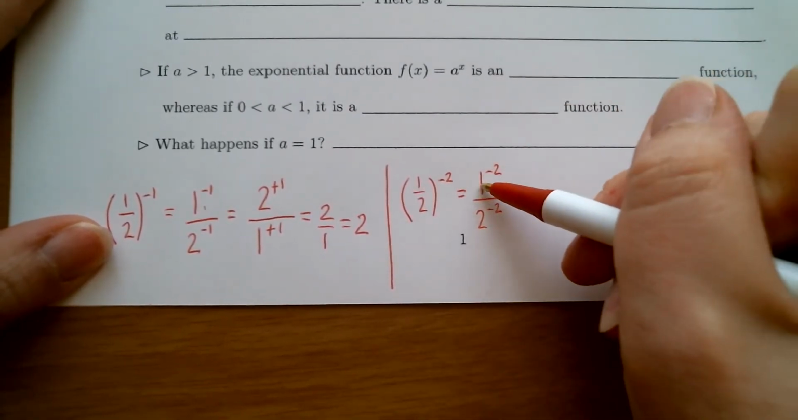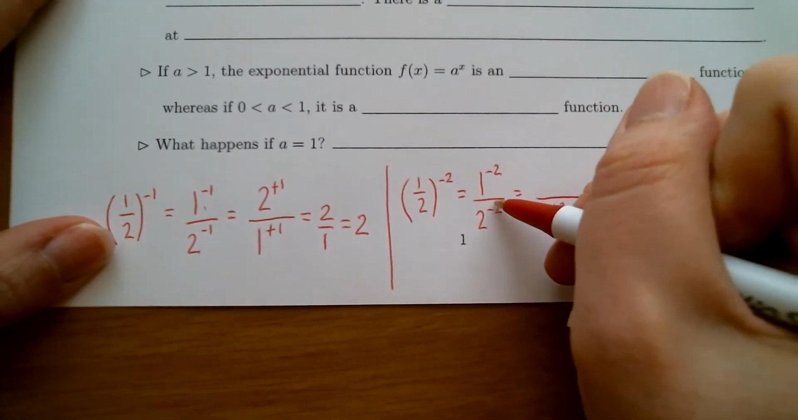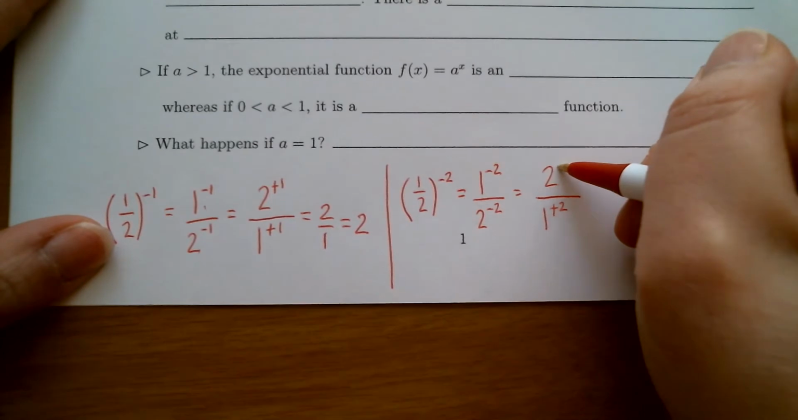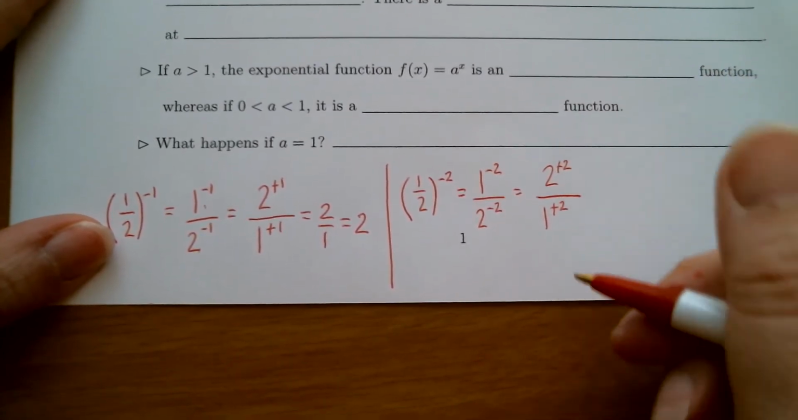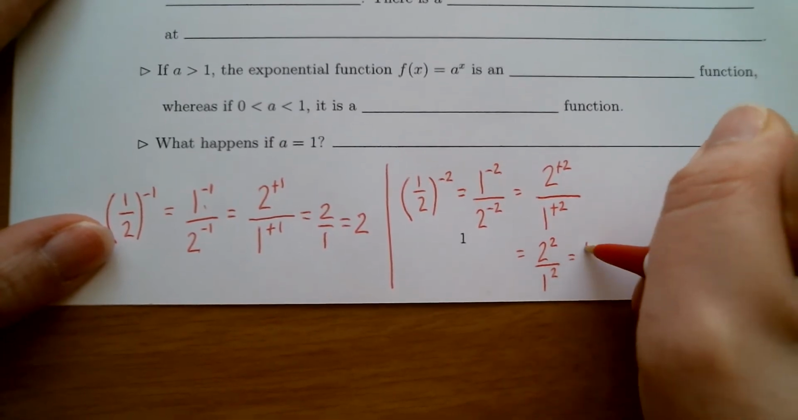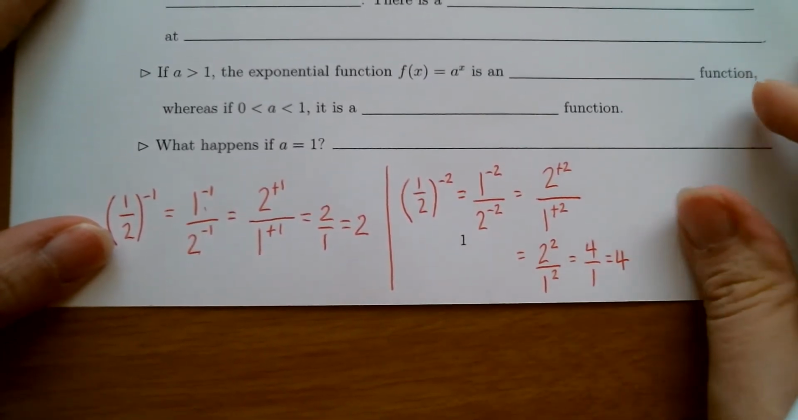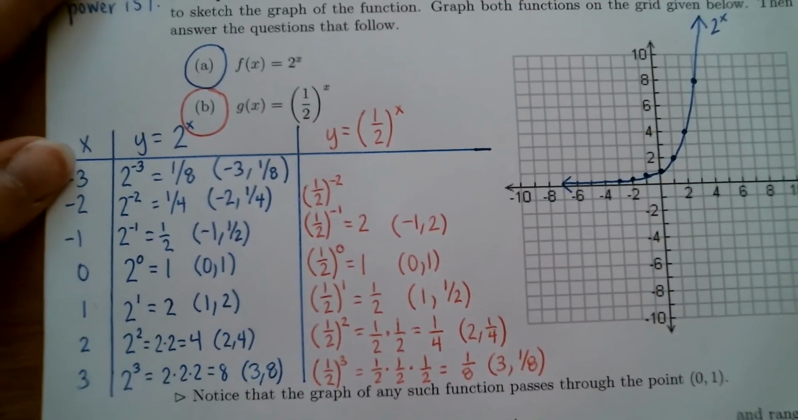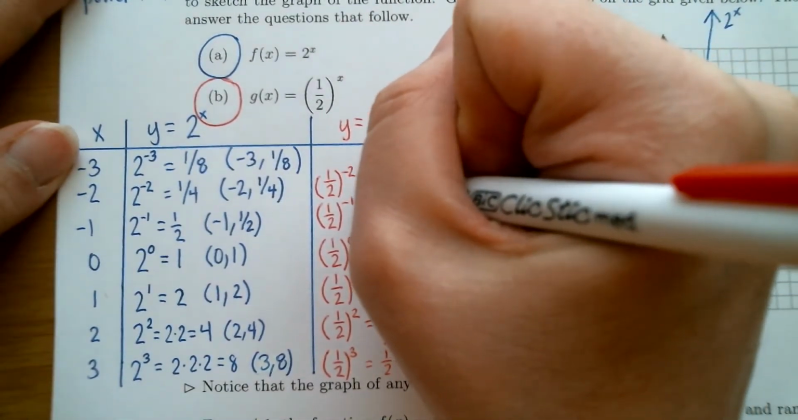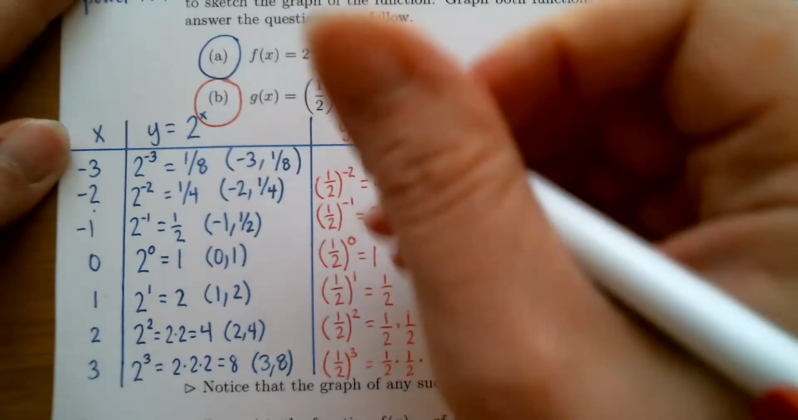So I'm going to move this guy to the bottom, change the sign, move this guy to the top, change the sign. So I end up with 2 squared over 1 squared, which is 4 over 1, which is 4. So this is going to give me positive 4. So our new graph will go through negative 2, positive 4.